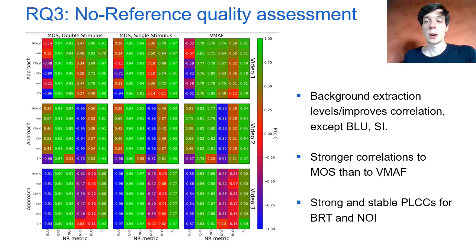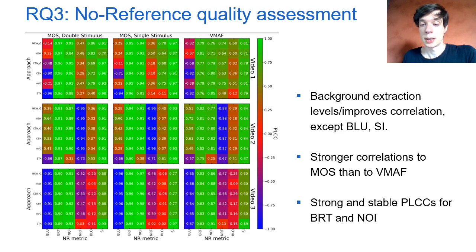First of all, we can see that background extraction is leveling or even improving the correlation values in most cases, with blurriness and spatial information as the most important exceptions. Second, we also see stronger correlations to the mean opinion scores than to VMAF, which is a good thing, as we are trying to model subjective perception by means of no reference metrics. But still, if we look at the tendency of VMAF, we see that this is similar to the mean opinion scores, meaning that we can use VMAF as an objective benchmark, for example, for machine learning purposes without human intervention.